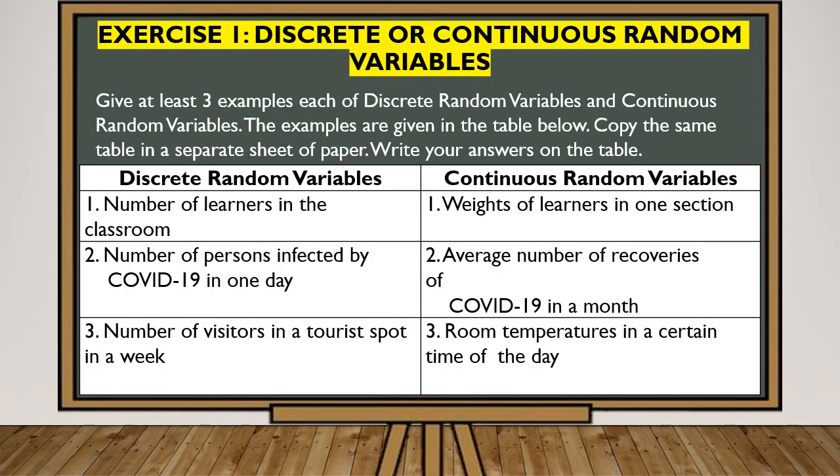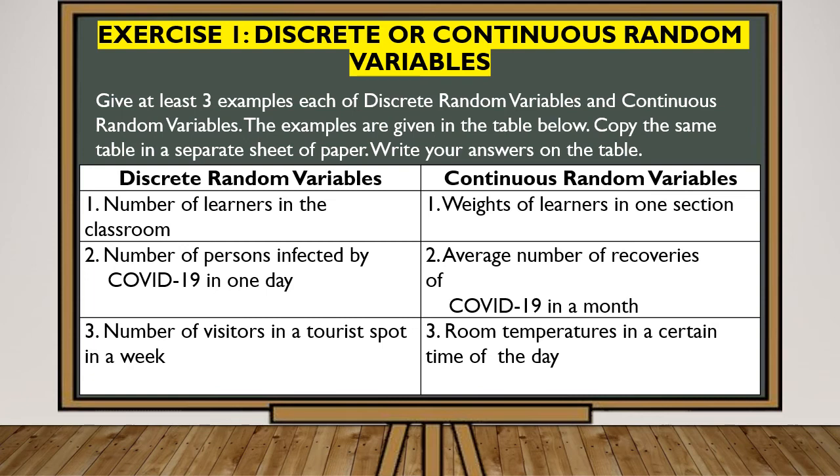So exercise 1, discrete or continuous random variable. Give at least three examples each of discrete random variables and continuous random variables. The examples are given in the table below. Copy the same table in a separate sheet of paper and write your answers on the table. You have to give three examples of each, discrete and continuous.